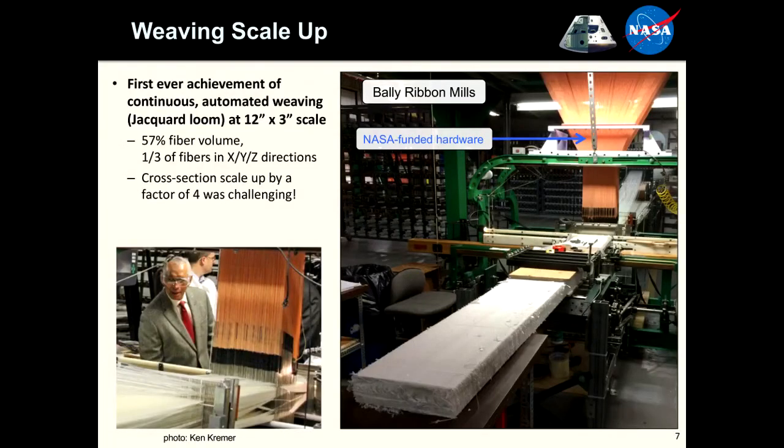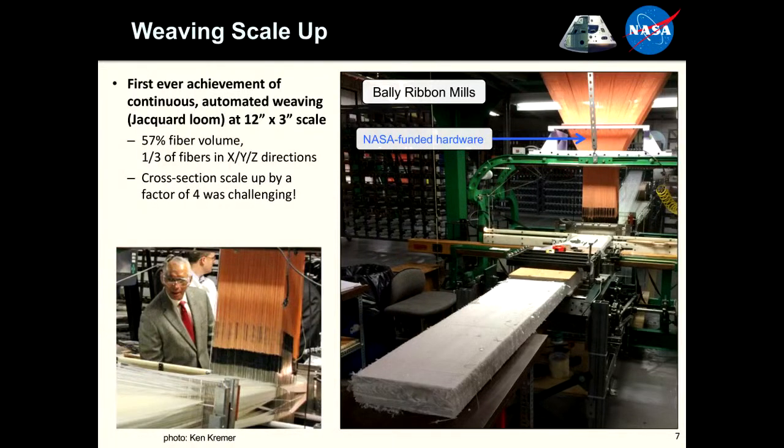All right, so weaving scale-up was really a big challenge for us, and we believe this to be the first ever achievement of a continuously woven, automated jacquard loom weave of this type at this scale. So 12 inches by 3 inches is the weaving cross-section. That would be this part down here as it comes out of the loom. The loom is way back here. This is the loom harness, which NASA funded. Our weaving partner for this is Bally Ribbon Mills in Pennsylvania. So they have all the hardware residing there still and produce these parts for Orion now.